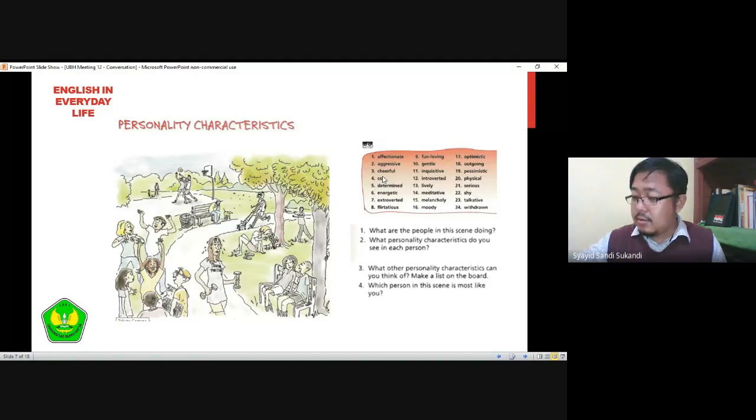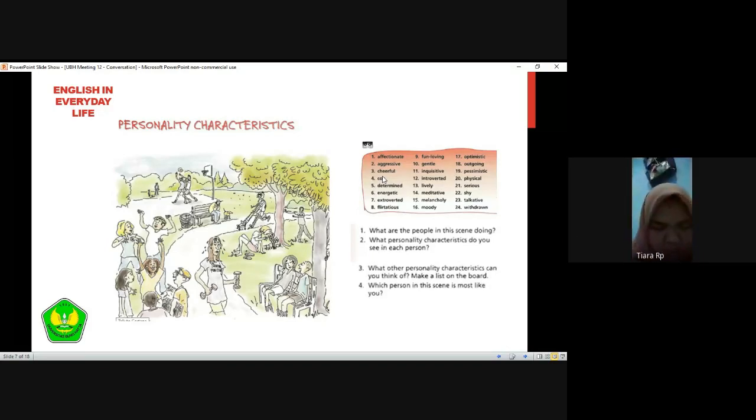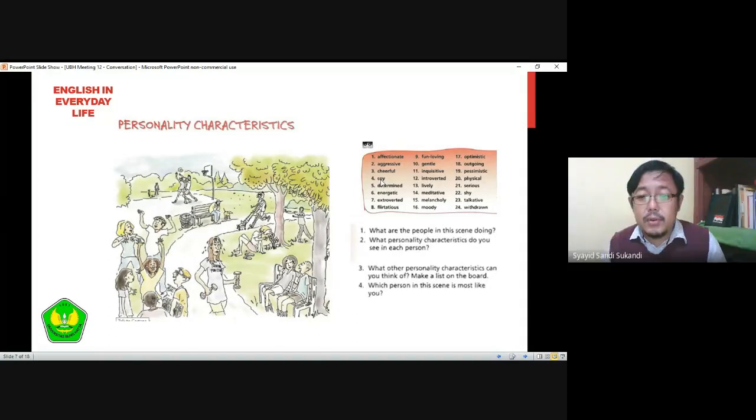Ada kosakata yang tidak tahu? Number four, choy means like cute. Cute. Playfulness. It's a koi. Koi means like cute. A little bit cheerful, ceria. Number three, cheerful and koi.